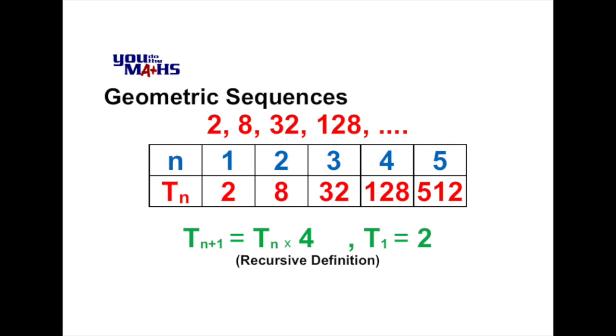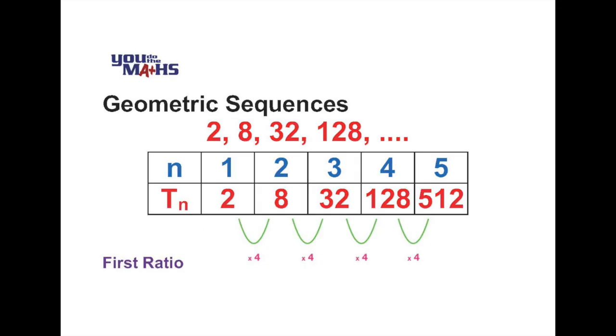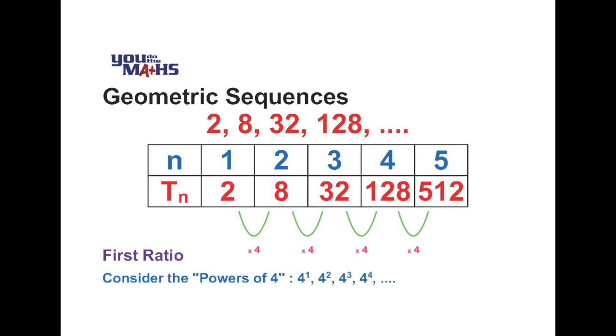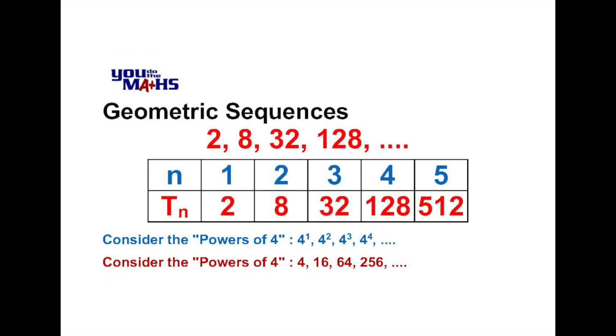Let's have a look at another way to define the sequence, and this time what we'll do is we'll start by looking at the first ratio, which is each number in the sequence divided by the previous term. We can see here that it's a 4. So building on this, to form our rule, we're multiplying by 4 every time we want to find a new term in the sequence. So we're looking at powers of 4 because that describes multiplying by 4 multiple times. So we've got here the powers of 4, 4 to the 1, 4 squared, etc. And we know that they come to 16, 64, etc.